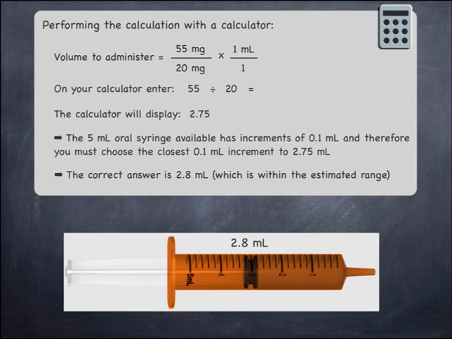Please note that in your workplace, paediatric dosages may be expressed and/or rounded differently than demonstrated in this video. In your workplace, you must become familiar with and follow any and all guidelines and protocols that are provided.